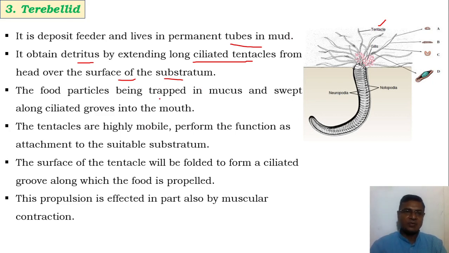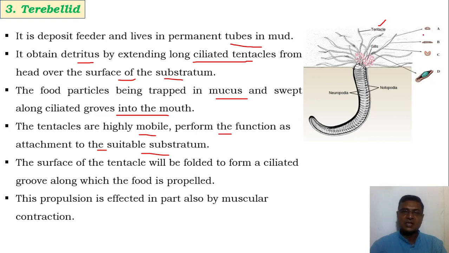But one thing is that for trapping, the mucus is necessary, and that mucus surrounds the tentacles. The food materials are easily trapped in the mucus and swept along the ciliated grooves into the mouth here. The tentacles, which are highly mobile, also perform the function of attachment to a suitable substratum. These are some of the modifications which are observed.